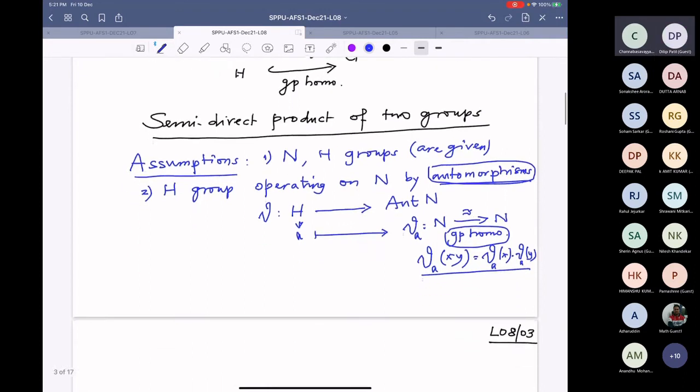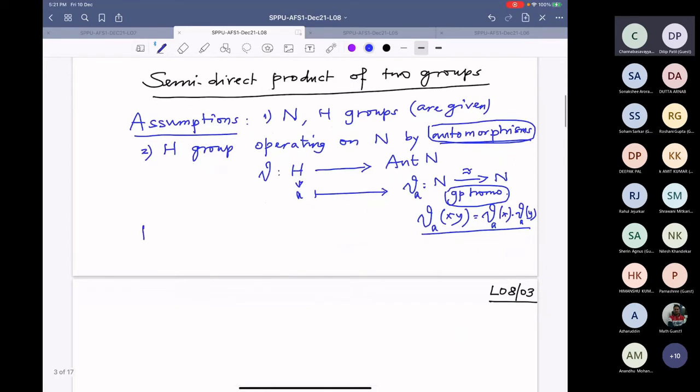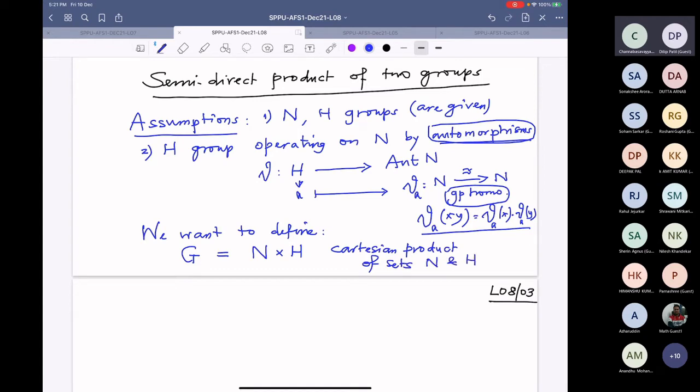All right. Then I am going to define a new group G. And for G, the set, I will take N cross H. This is the Cartesian product of the sets N and H. That means the elements of G are pairs (x, a), where x is in N and a is in H. Is that clear?